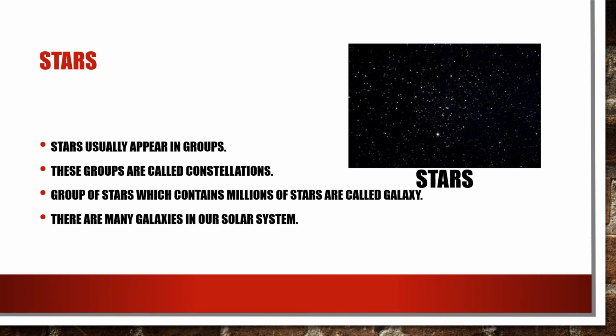Now we are going to know about stars. We already know about stars, which we see in the night sky. Stars usually appear in groups. These groups are called constellations. Groups of stars which contain millions of stars are called galaxies. There are many galaxies in our universe.